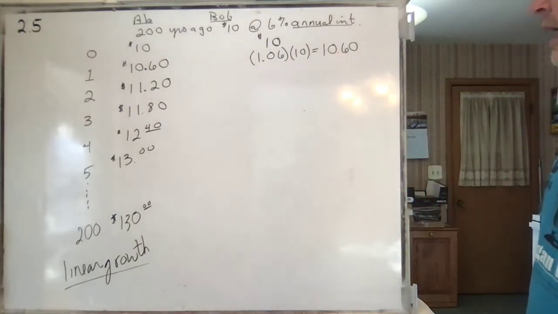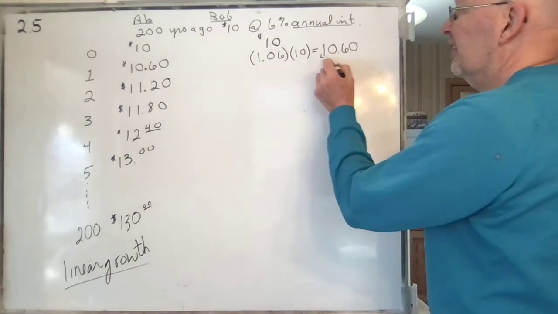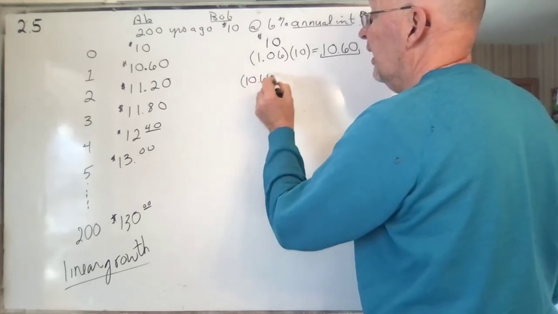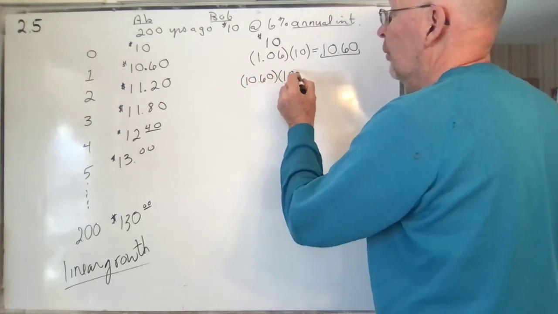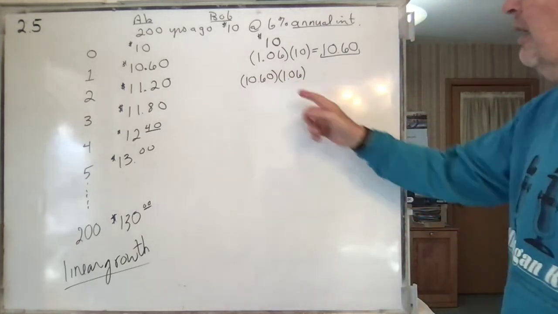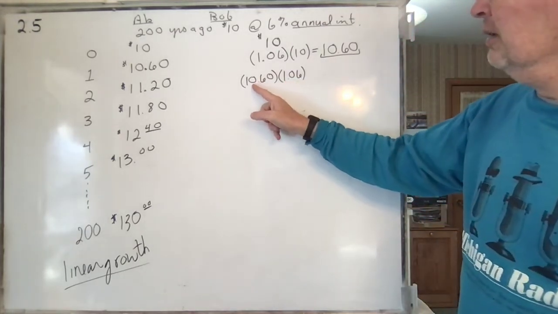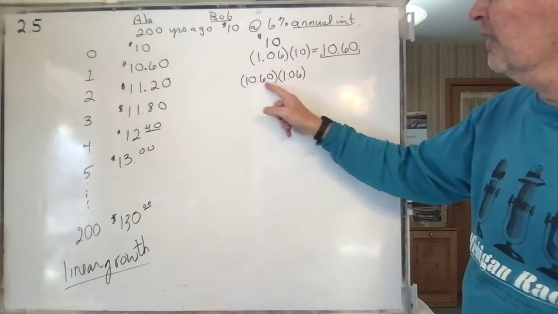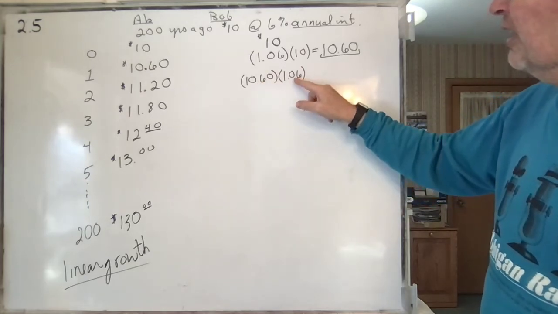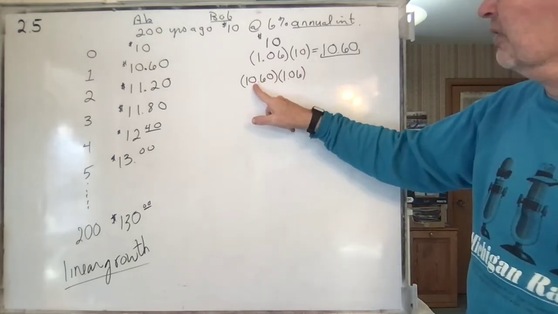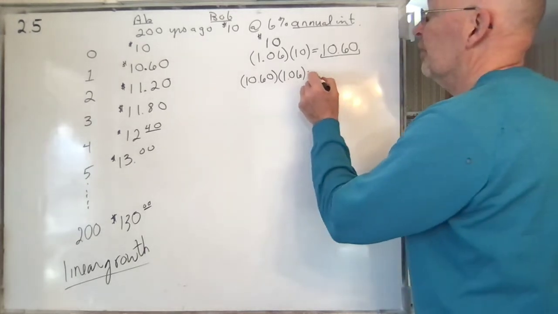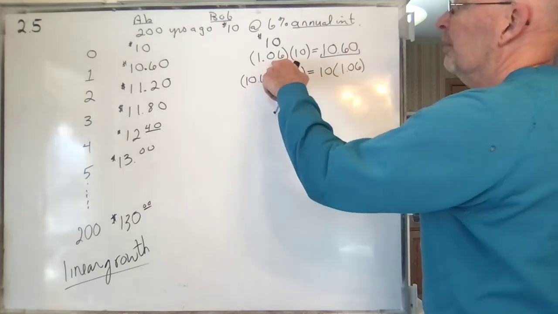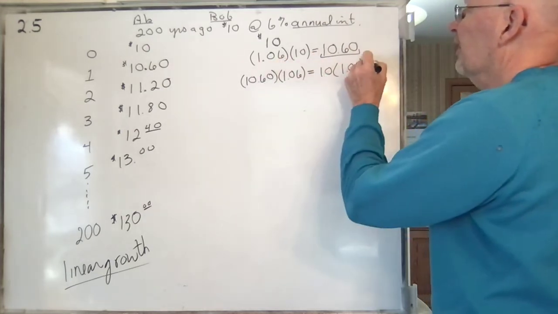Okay? At the end of the second year, you take this amount of money, $10.60, that's how much is in the bank, and again, you multiply that by 1.06. Again, why do you do that? Because when you multiply it by 1, you get the principal back, which in this case is $10.60. That's how much you had at the beginning of that year. Plus, you take the 0.06 times that, and that's your interest. So notice when you do that, what you're really doing is taking 10 times 1.06 squared, because you multiplied it here and you also multiplied it there.